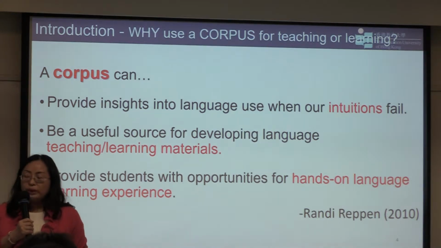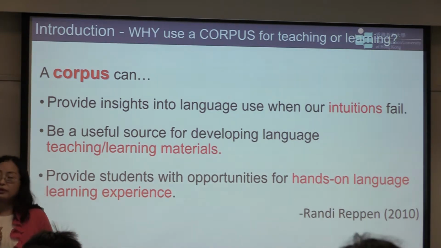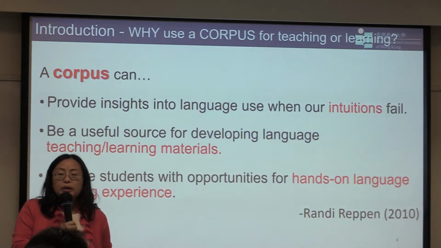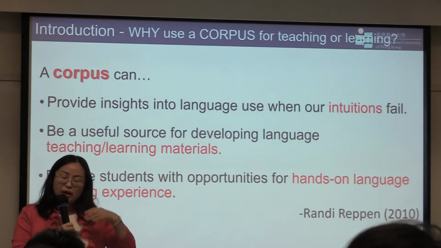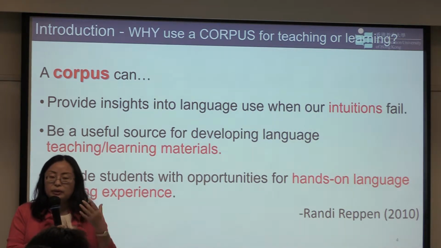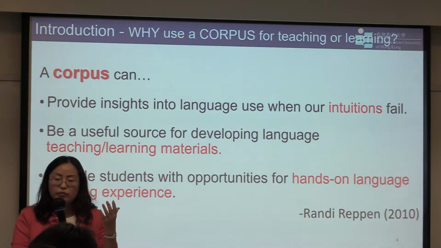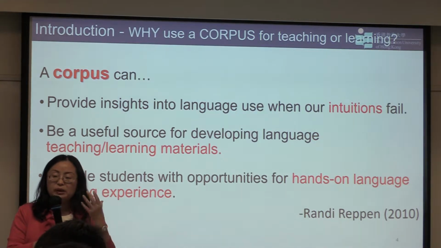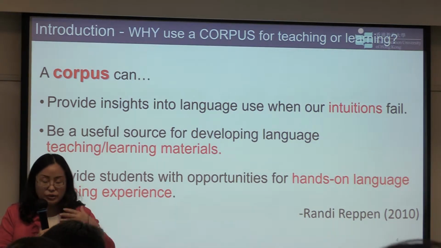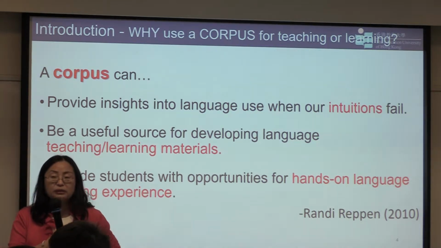So what can a corpus do for us? It can provide insights into language use when our intuitions fail. All of you have learned language for many years, so you have some intuition about how language behaves. But sometimes, we are human beings, we cannot remember everything. Sometimes we forget, for example, how this verb should be collocated with another word or preposition. You will forget, your students will forget, so what do you do? You can search in a corpus, and you will find the collocations immediately, okay?